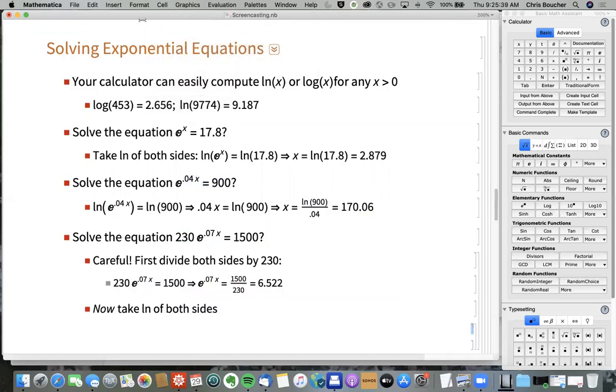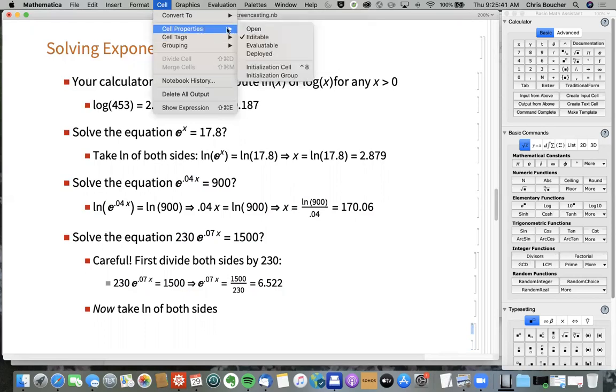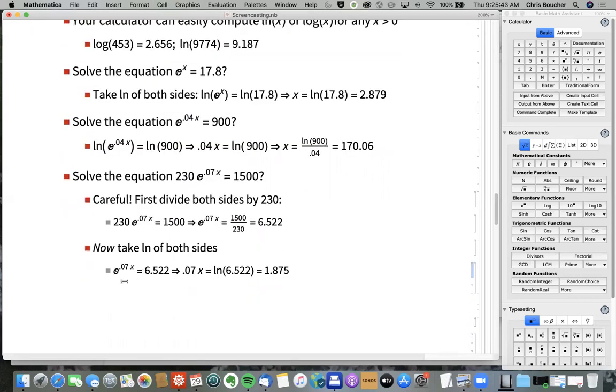Indeed, let's do that, see what happens. Right? So here's the original. I take the natural log on the left. We've seen this a couple times now. When I take the natural log of the exponential, I just get the 0.07x. On the right, I get the natural log of that number. And then I divide both sides by 0.07.